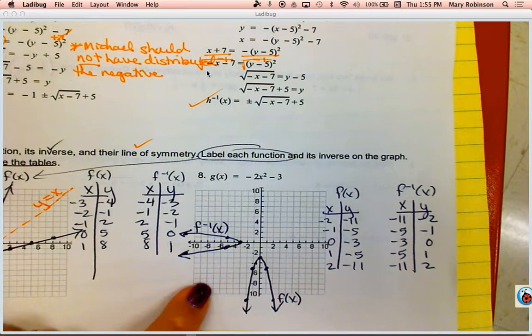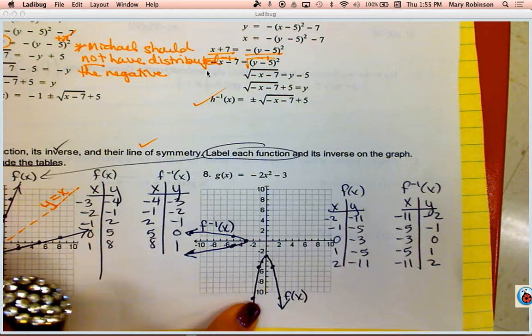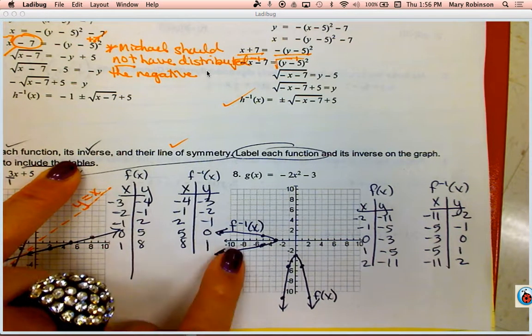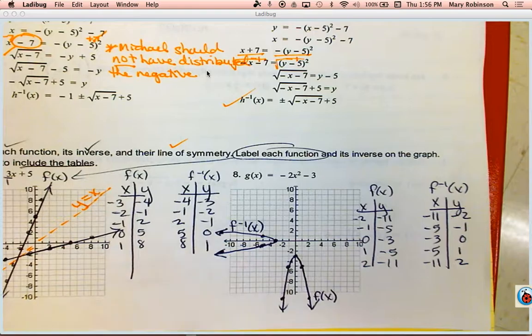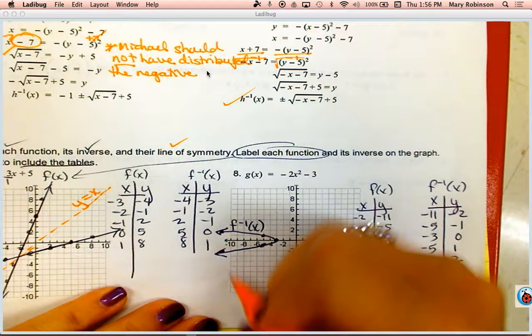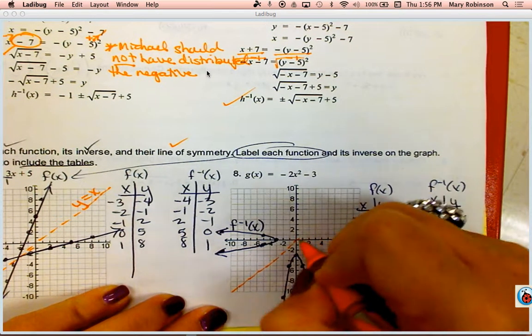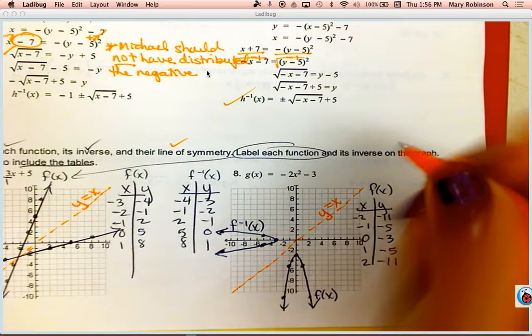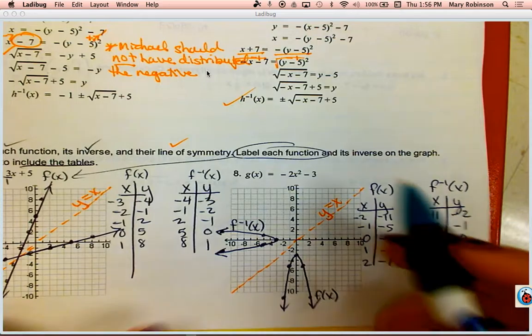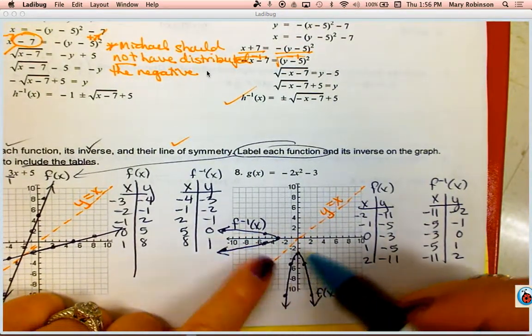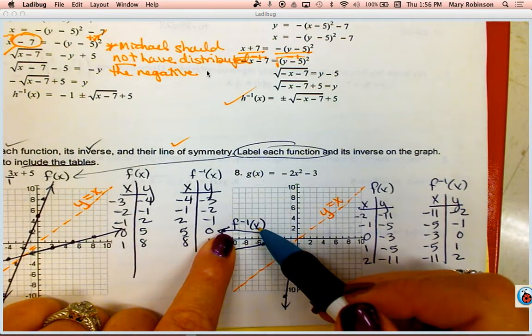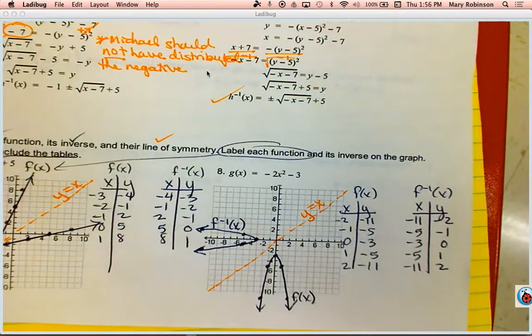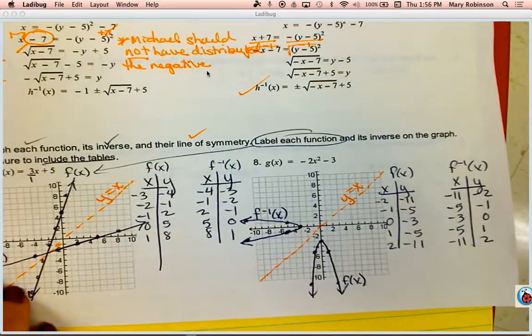So have I done everything? Did I graph the function? Yes. Did I graph its inverse? Yes. Oh yeah, I got to do my line of symmetry. So let's go through here, and at y equals x, draw that dotted line, label it y equals x. I've labeled my function and its inverse. There's my f of x, there's my f inverse of x, and I've included my table, so I'm all done. All right, that concludes the review for test 2. Good luck.